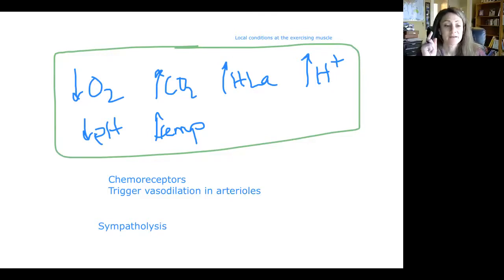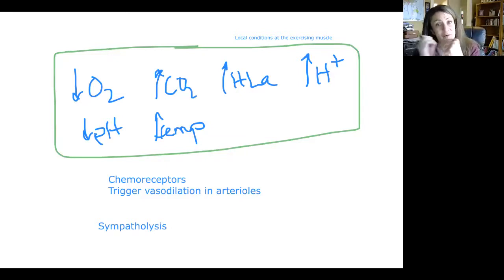Okay, I'll say that again. Sympatholysis is when we're able to get vasodilation in the arterioles at the exercising muscle, even though there's epinephrine there trying to cause vasoconstriction. So you can kind of think of it as a battle between the intrinsic control of blood flow and the extrinsic control of blood flow. Epinephrine's trying to cause vasoconstriction in the arterioles. The chemoreceptors are trying to trigger vasodilation in the same arterioles. So we have this battle going on.